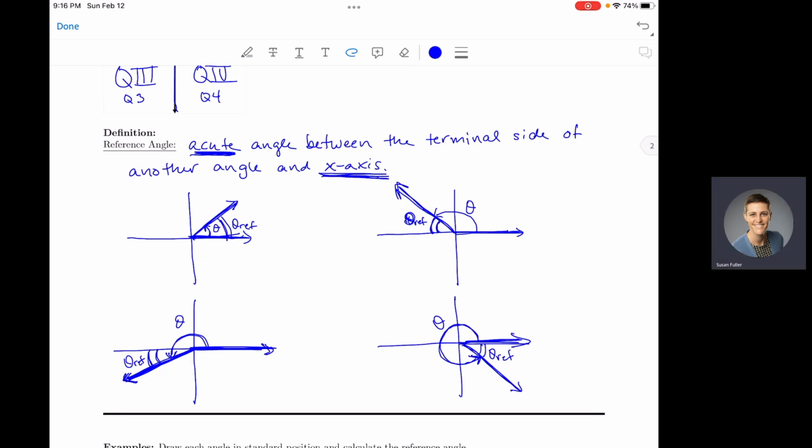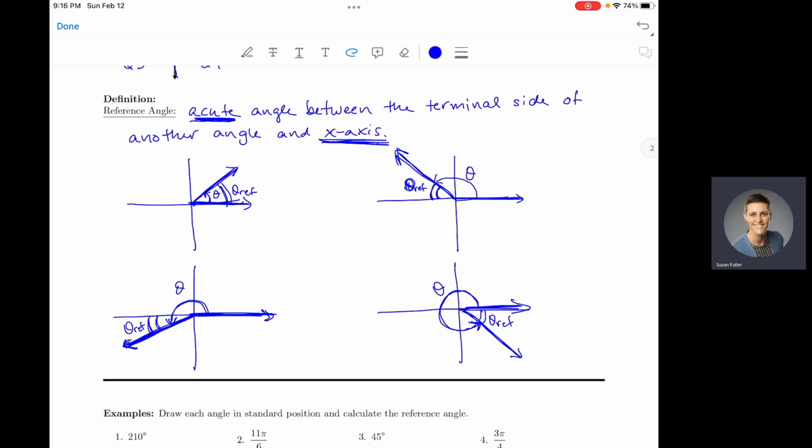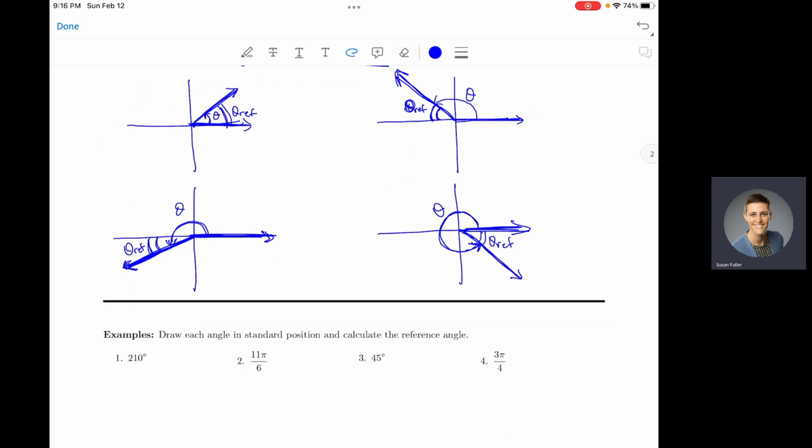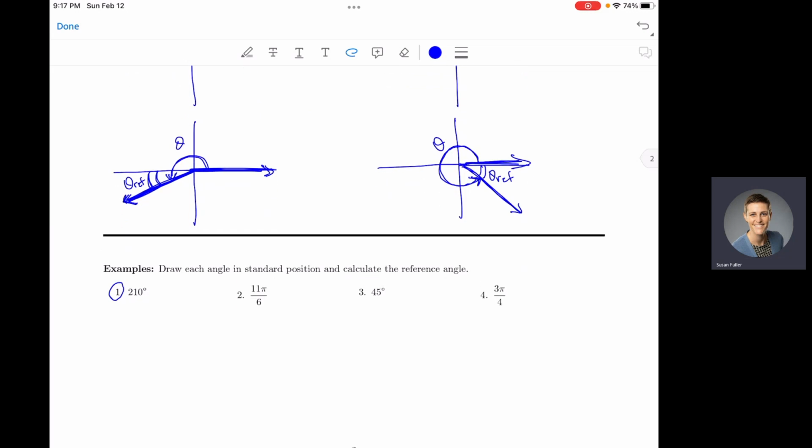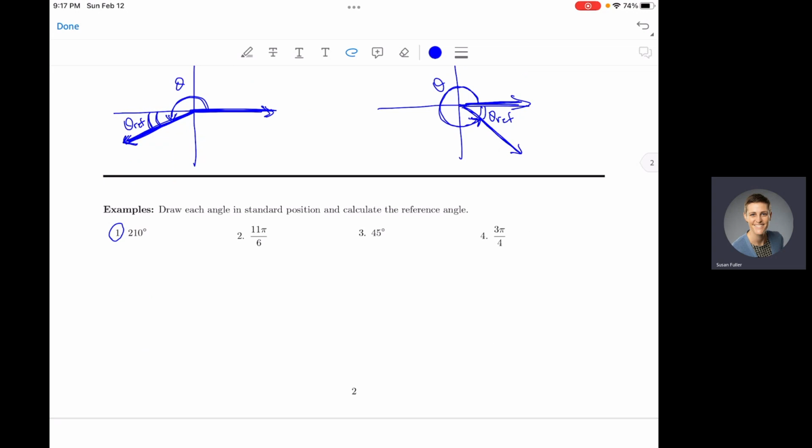Okay, we're going to figure out how to calculate these, but let's start with examples and we'll come back up and make these more general. So let's start with number 1 here. We're going to draw each angle in standard position and calculate the reference angle. The first thing I've got to do is draw a picture, because that's going to be helpful for us.